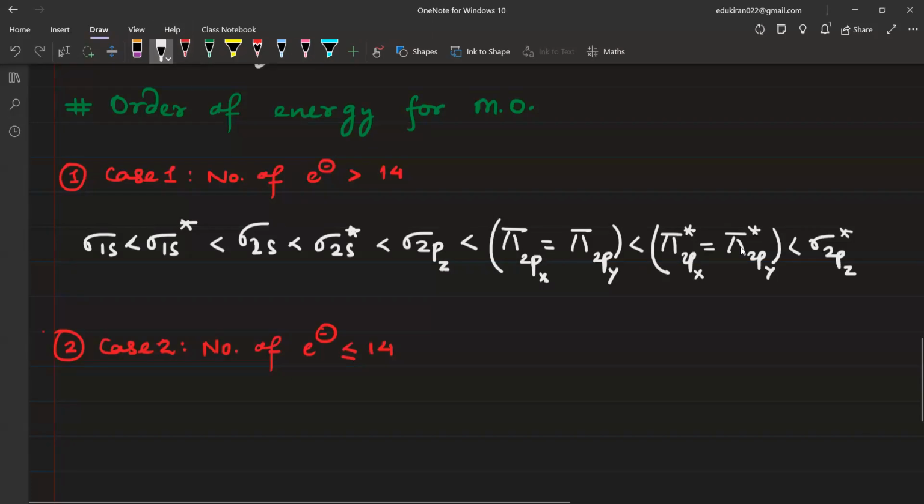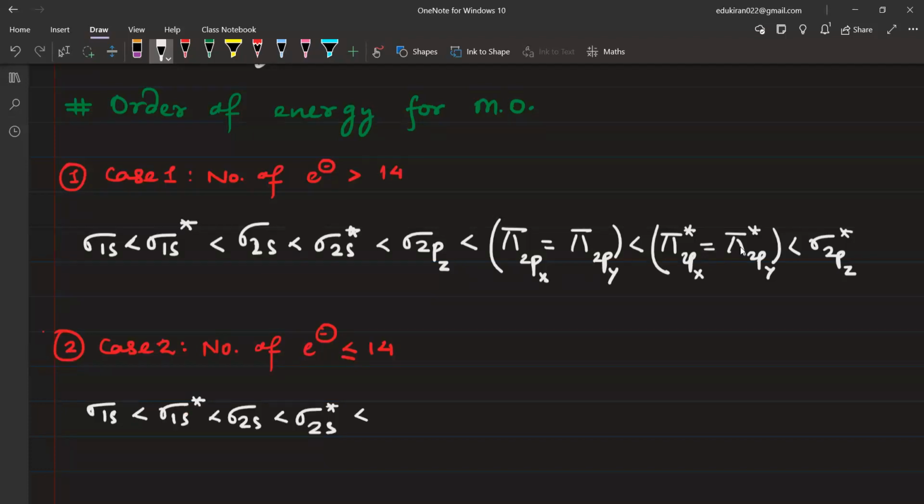Everything is fine. Now in case 2, please write, we have sigma 1s, this will be same. Sigma 1s star, this will be same. And you have sigma 2s followed by sigma star 2s. Now after this, we have not sigma 2pz, but rather we have pi 2px equal to pi 2py.